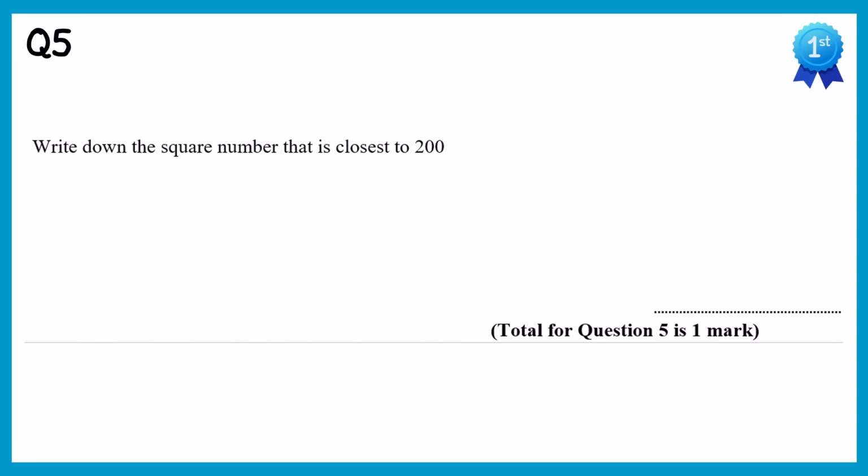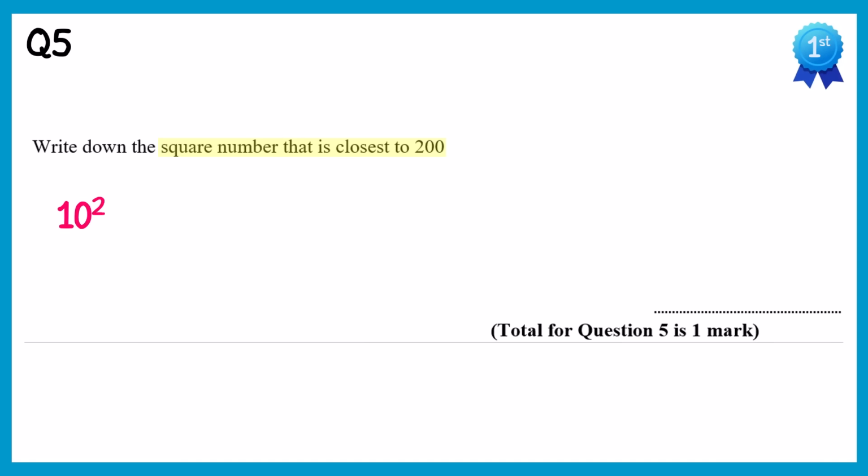For this question, we need to write down the square number that's closest to 200. We get square numbers by multiplying a number by itself. For example, 1 squared is 1 times 1, which is 1. 2 squared is 2 times 2, which is 4. But these are nowhere near to 200. So let's start with some quite big numbers.